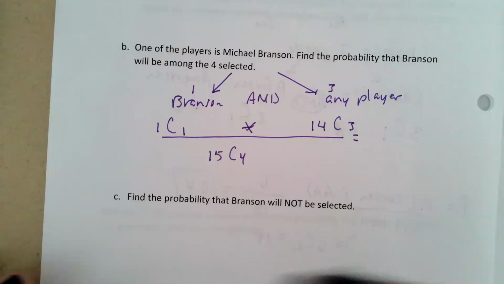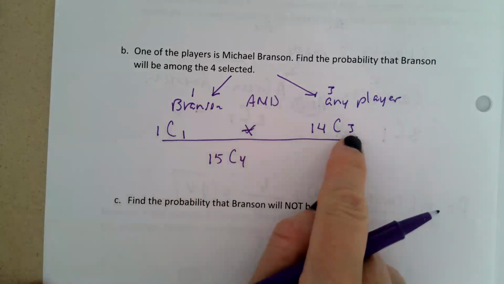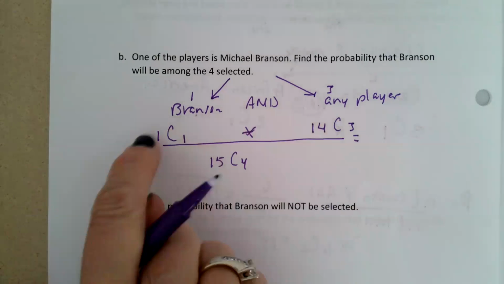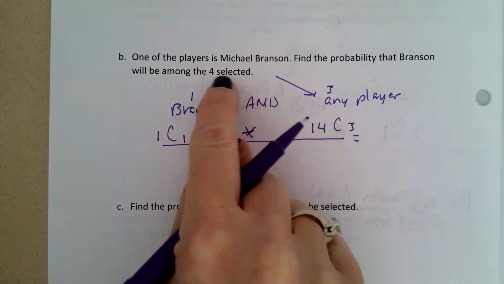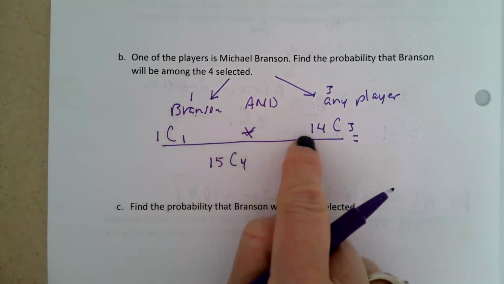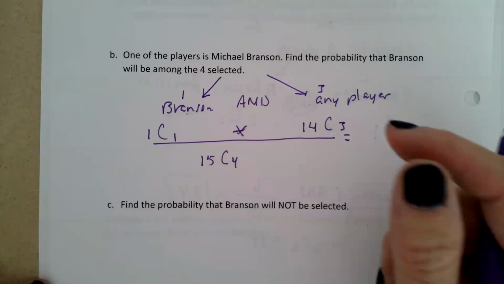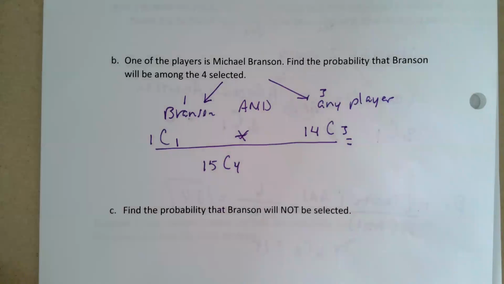So notice that when I'm coming up with my numerator, what I'm choosing always has to add up to the total number I'm wanting to select. So 1 plus 3 is the 4 players that I'm selecting. And then what I'm choosing from, 1 plus 14, has to add up to my total possibility of 15. So let's go to Desmos so you can see how this is done.